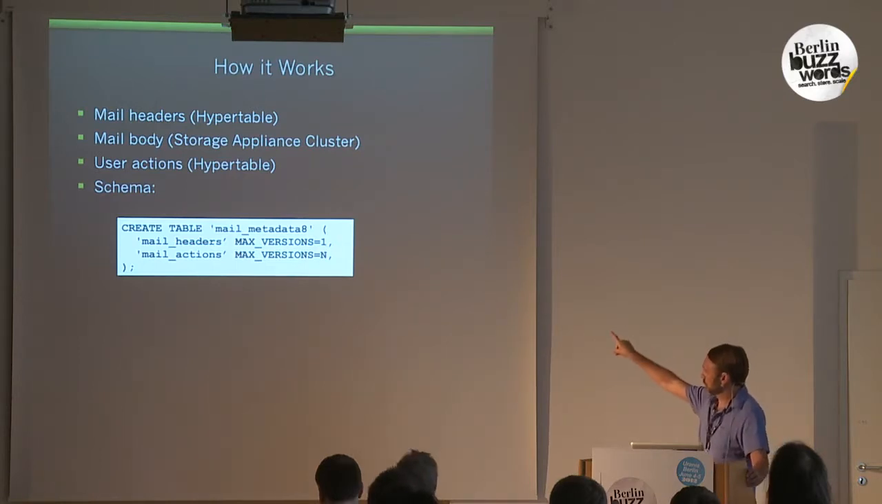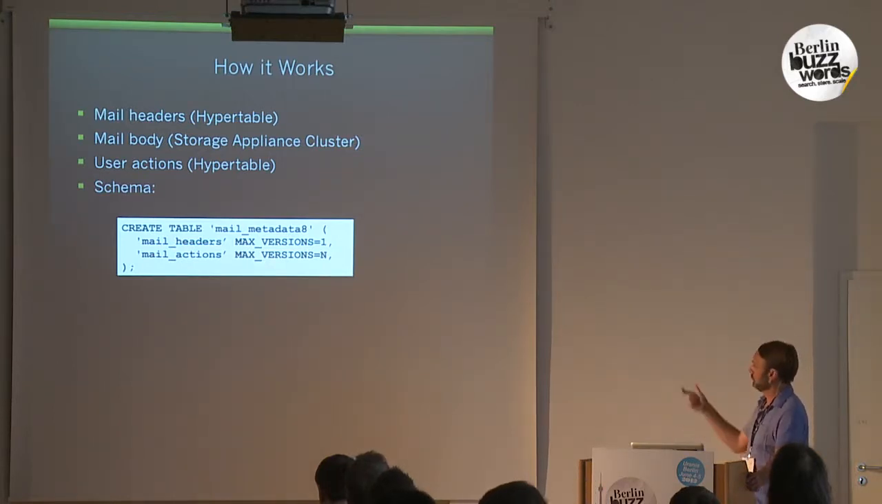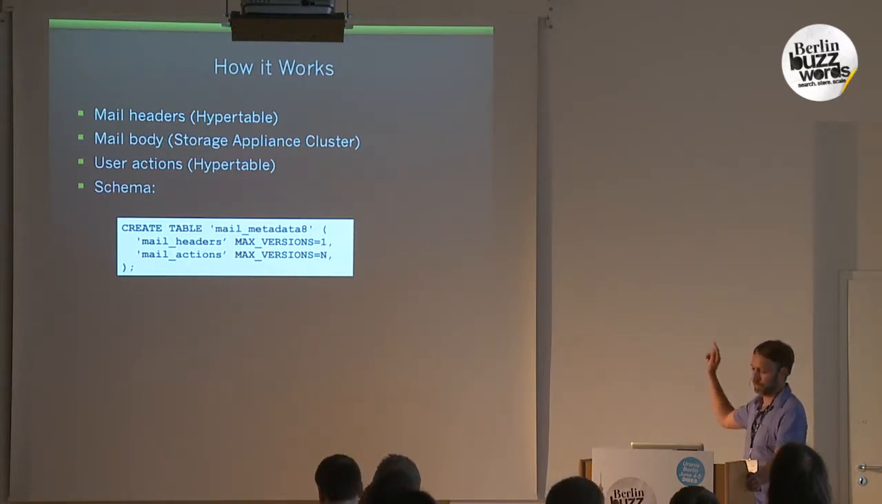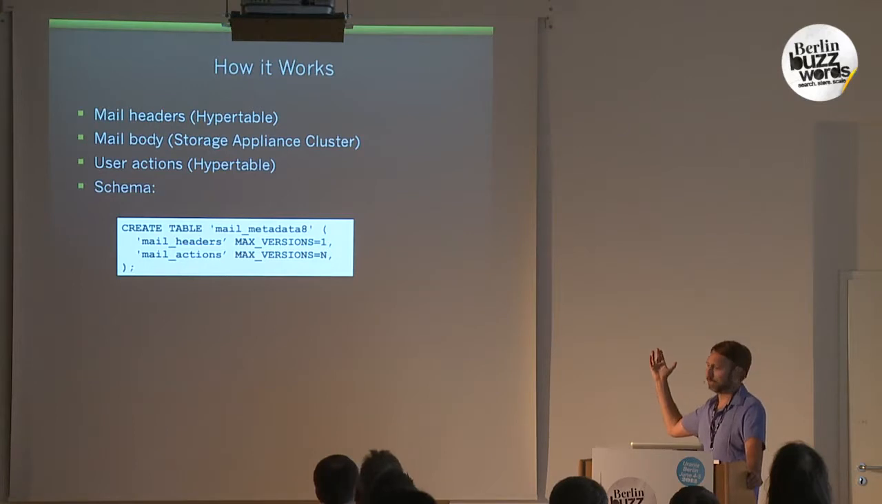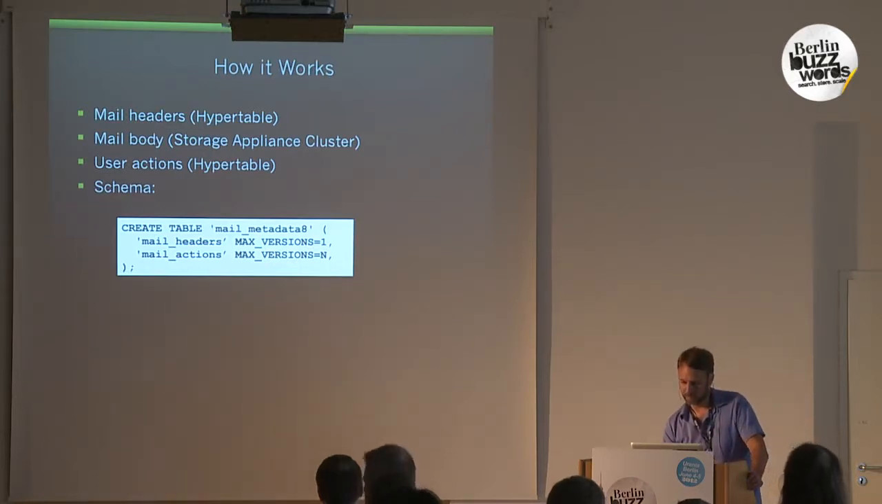And this is a simplified version of the schema that they use. There are really two essential columns here. Mail headers, which contains the mail headers, and it's set with max versions equal to 1. And mail actions, which is the set of actions that have been done on the mail.